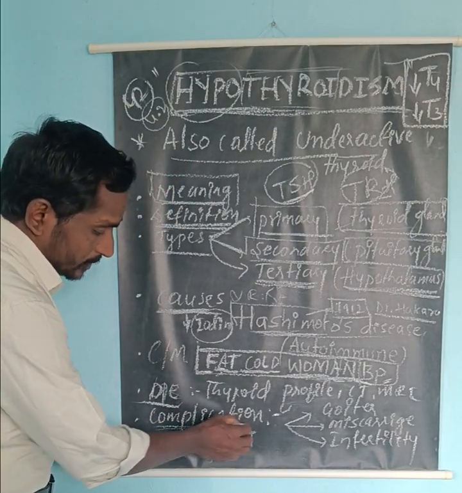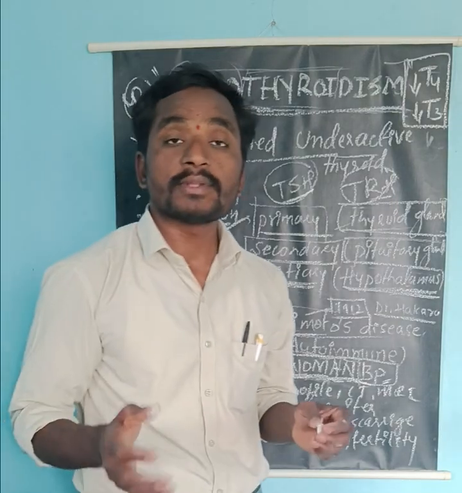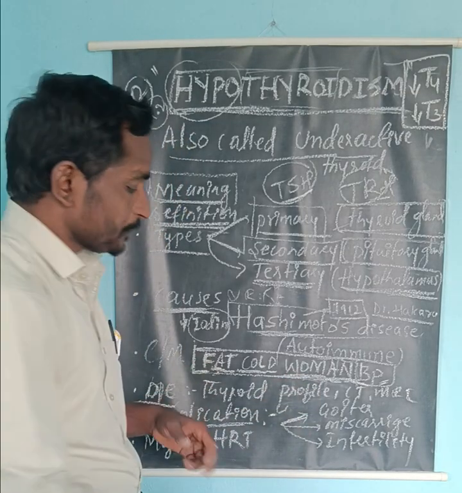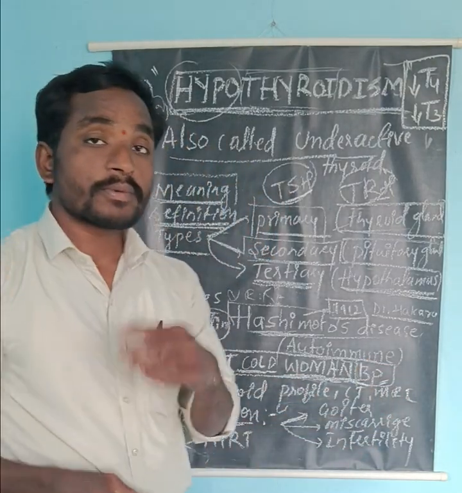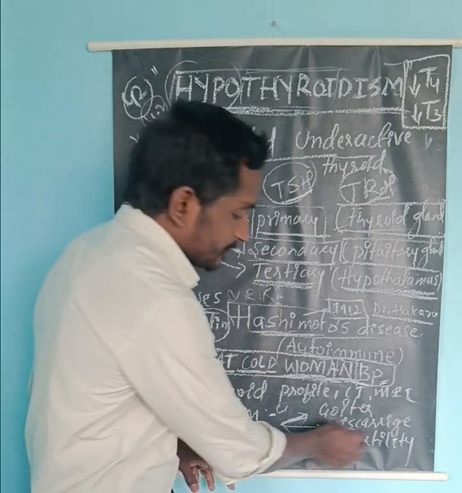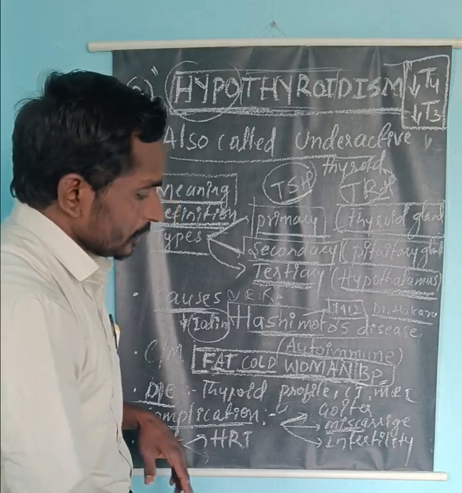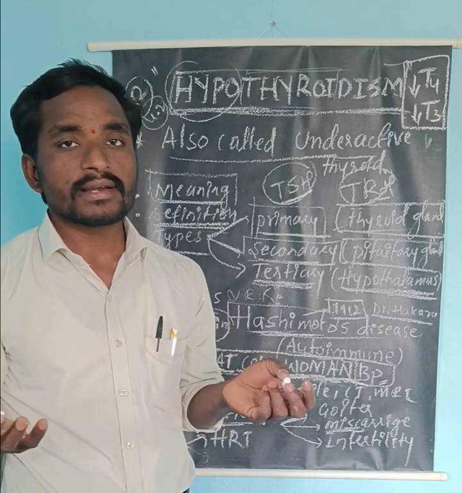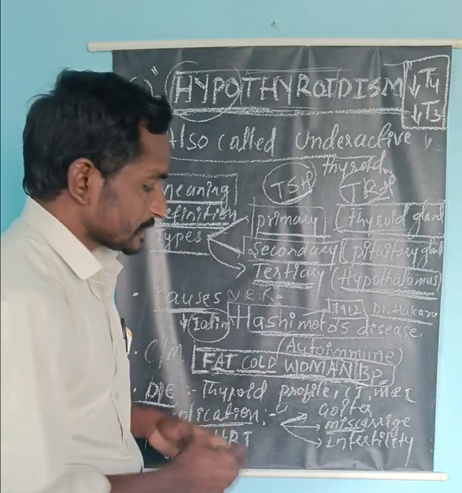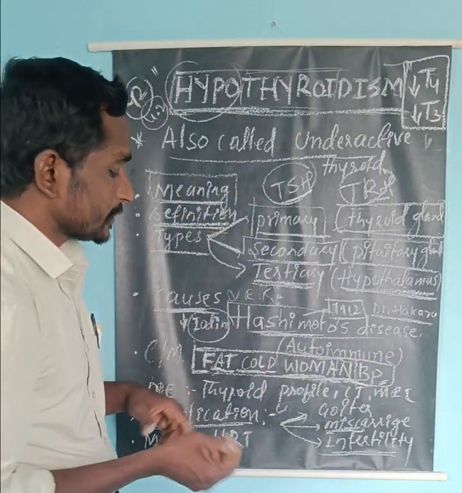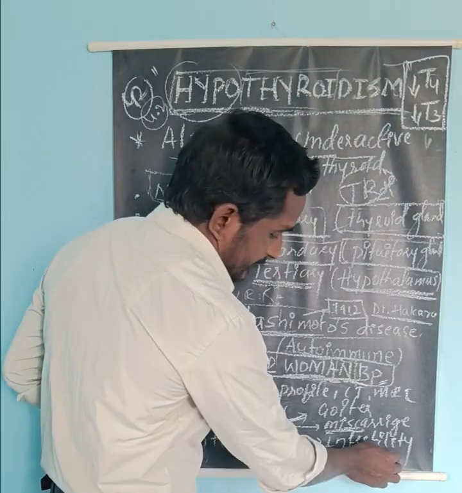Now come to the complications. If we do not treat hypothyroidism properly, enlargement of the thyroid gland takes place, and miscarriage. If a woman is pregnant, miscarriage can take place, because the thyroid gland plays a very important role during pregnancy. Without thyroid function, miscarriage will definitely take place. Then infertility, which means inability to conceive or bear a child.